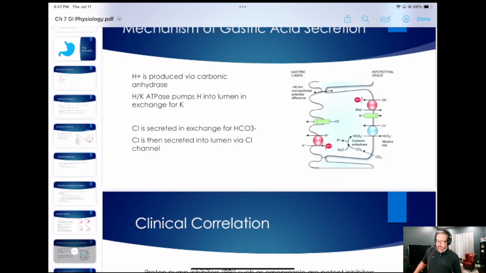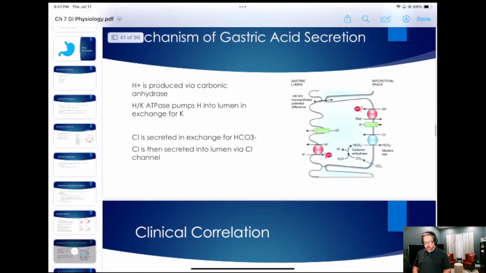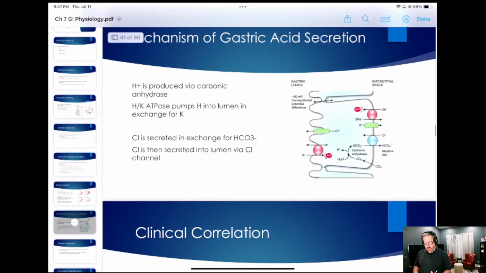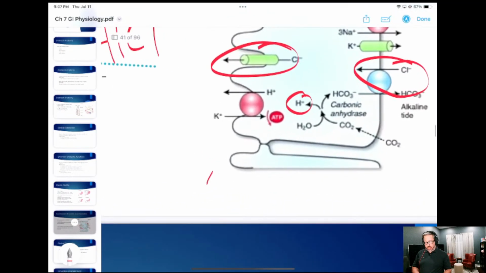So what I do want you to know, we know gastric acid is HCl. We know we have to get these out. Where is the chloride coming in from? Chloride shift to get that bicarb out. Where is that hydrogen coming from? Hydrogen is coming from the hydrogen that you get from that carbonic anhydrase.